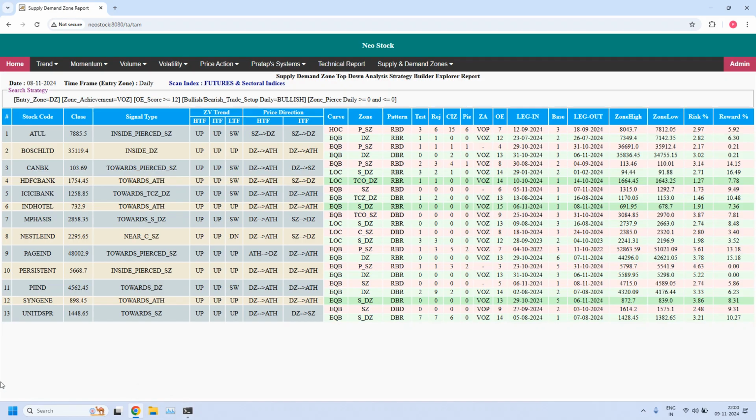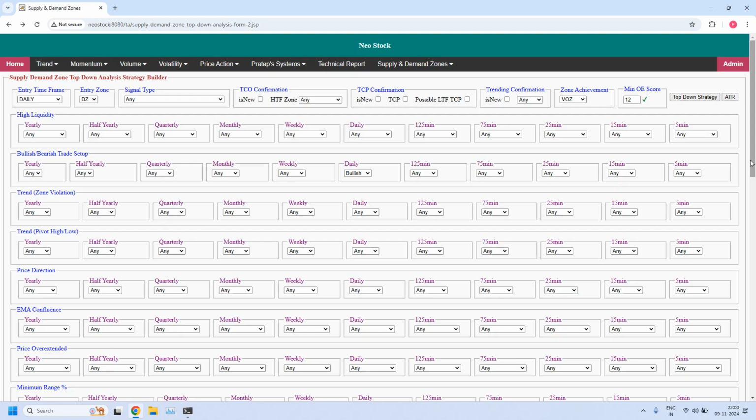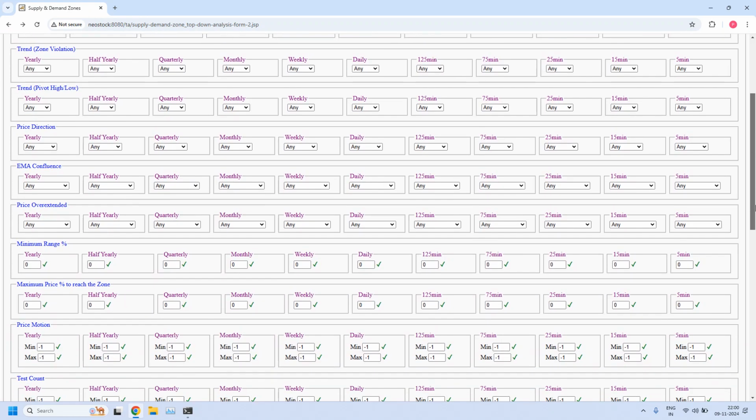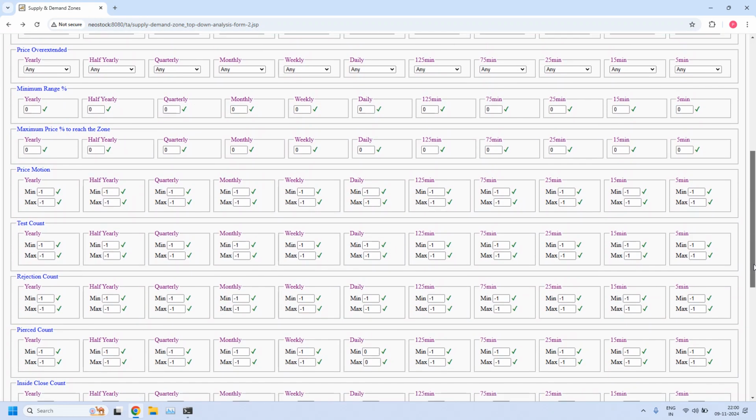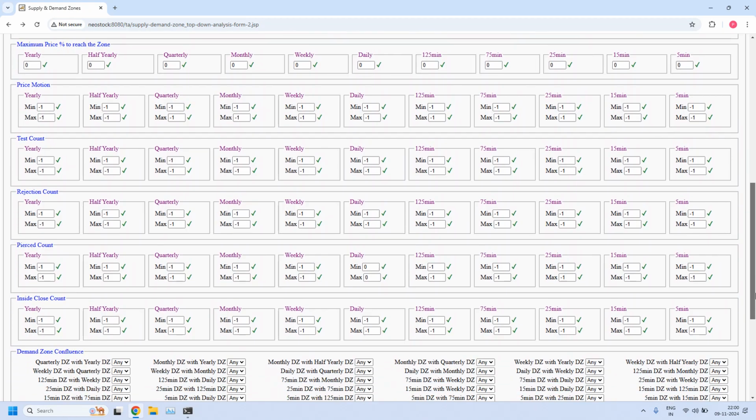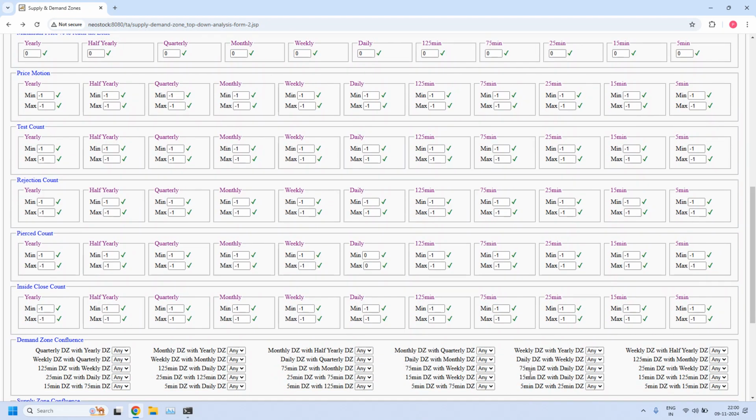In these 13, there could be some high probability trade setup supported zones available. Let us identify based on zone confluence. First, let us look into LTF and ITF demand zone confluence. LTF, the lower time frame, is daily; ITF is weekly. So daily demand zone confluence with weekly demand zone confluence, I enable the filter.